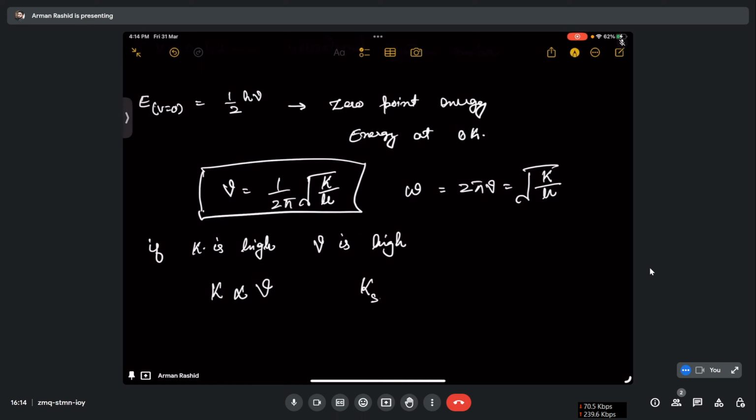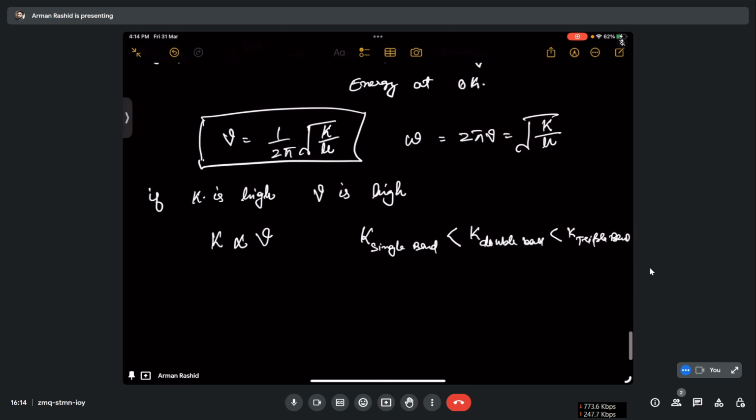So the higher the bond strength, the higher k. For example, k for a single bond, which is a weaker bond, will be less as compared to k for a double bond, and that as compared to k for a triple bond. Since k is directly proportional to the frequency, the fundamental frequency for a single bond will be lower as compared to that of a double bond, and that of a triple bond.